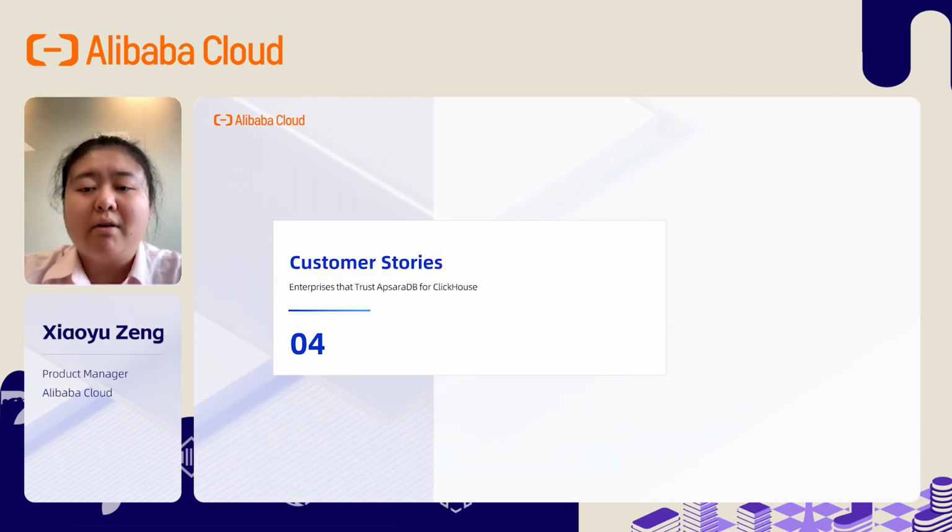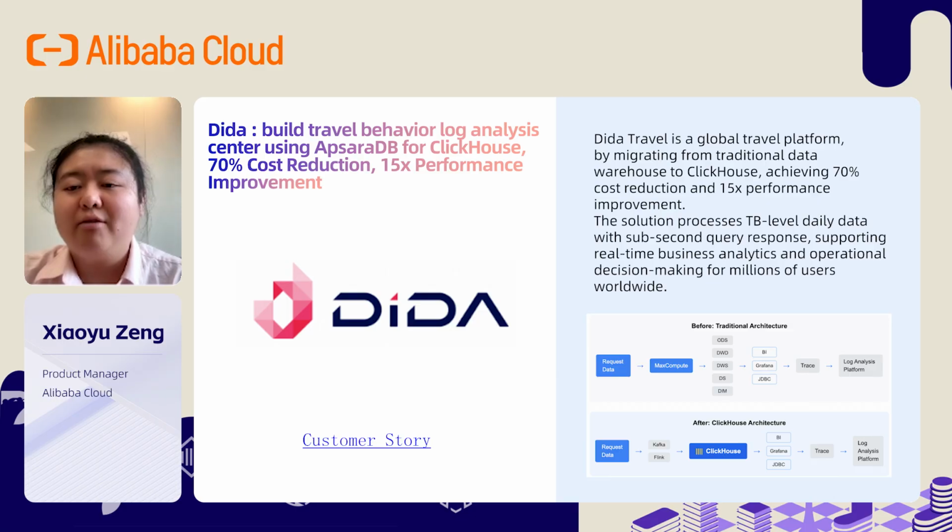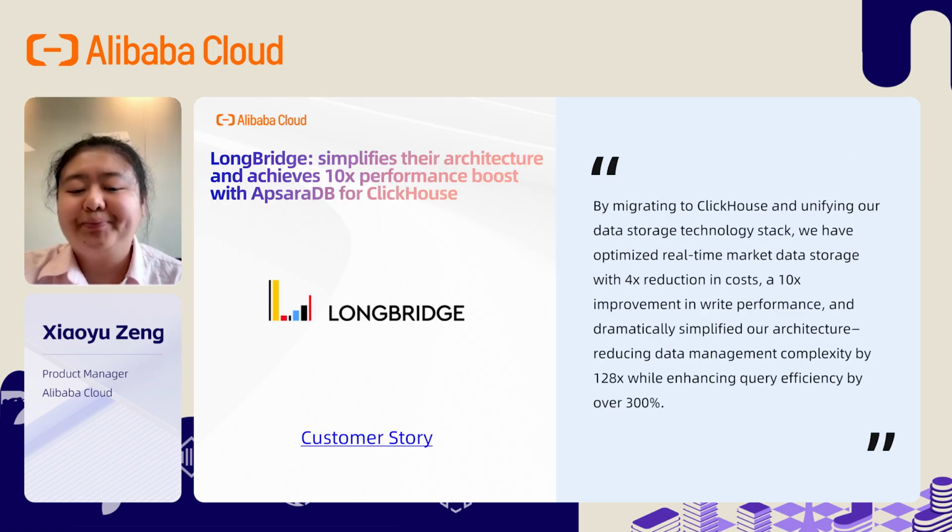Now let's see how our enterprises use ApsaraDB for ClickHouse across different industries. Data Travel, a global travel platform, migrated from traditional data warehouses to ApsaraDB for ClickHouse, achieving 70% cost reduction and 15 times performance improvement. They now process terabytes of daily data with sub-second response times, enabling real-time business analytics for millions of users worldwide, all while simplifying their infrastructure.